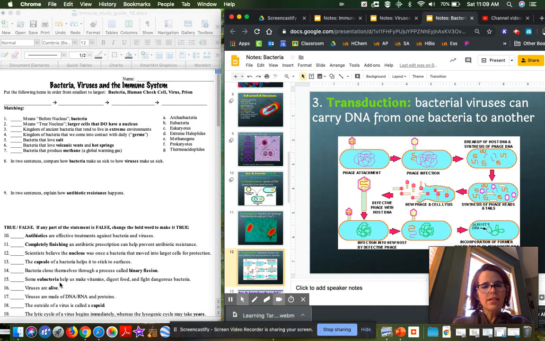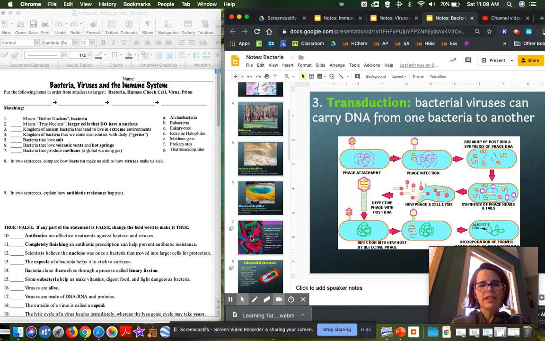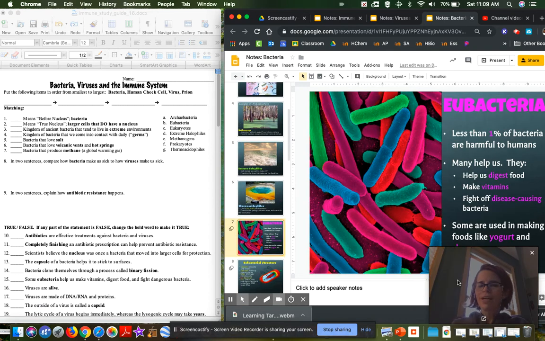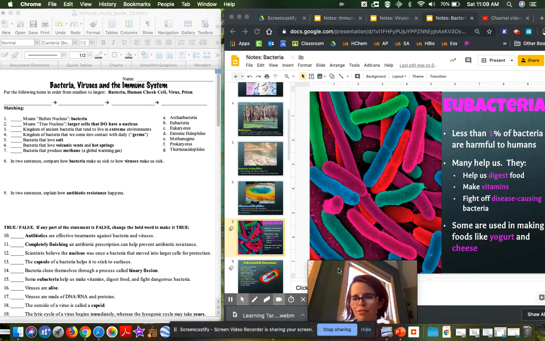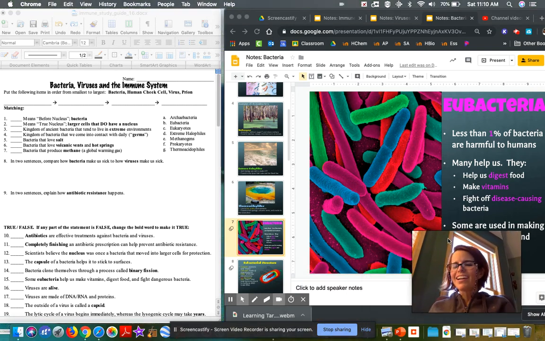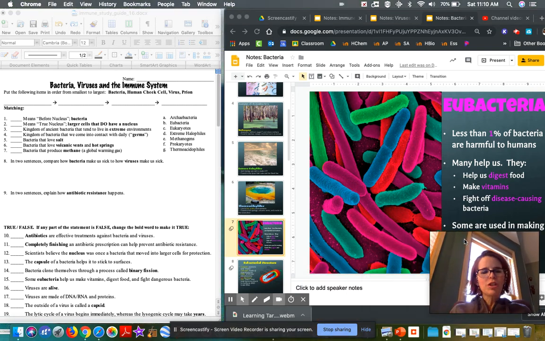All right, it says some eubacteria help us to make vitamins, and that is absolutely correct. So, right behind my head here, it's up higher. Help us to make vitamins, do good things. Lots of eubacteria help us do good things.